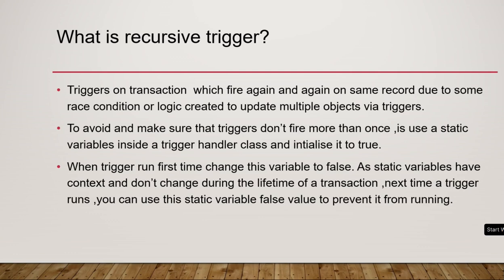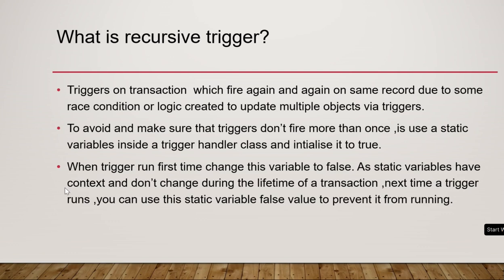Suppose you create an account, then contacts, and then do some operation on the account. In such a condition, the same trigger will keep on firing for one transaction. So a recursive trigger is the same trigger on a transaction which keeps on firing multiple times. To avoid this, you want to make sure that the trigger doesn't fire more than once for a transaction.